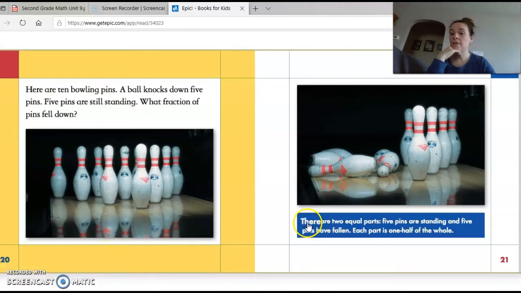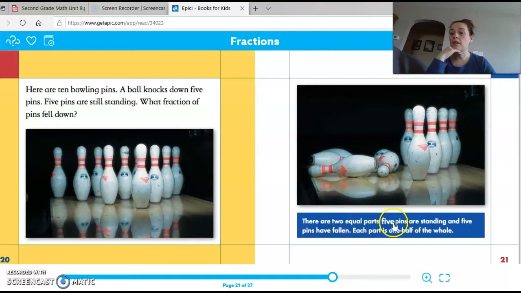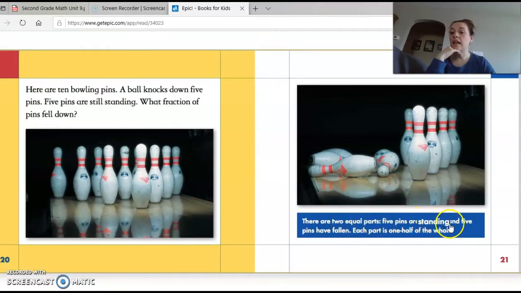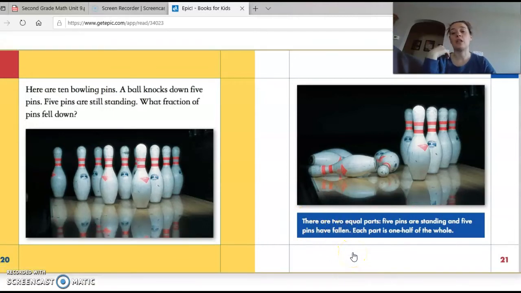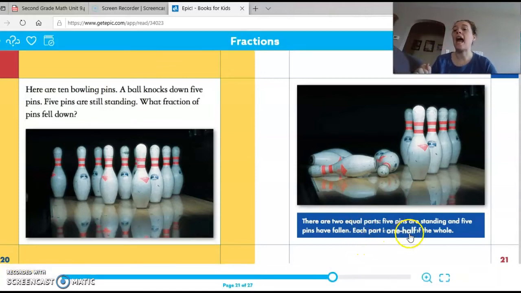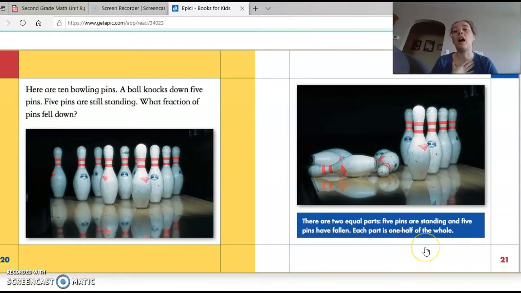Okay, let's read this side. There are 2 equal parts. 5 pins are standing and 5 pins have fallen. Now this is a little bit trickier and it's talking a little more complicated because we know that 10 is a double of 5 and 5. So each part is 1/2 of the whole. But I would just say 5 out of 10 pins fell down.